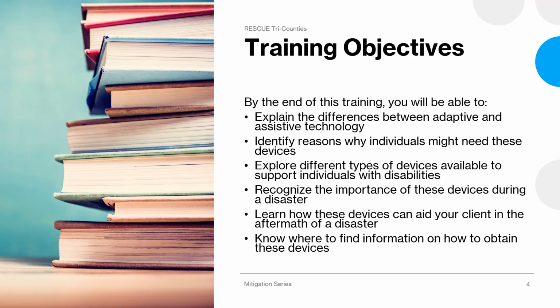By the end of this training, you will be able to explain the differences between adaptive and assistive technology, identify reasons why individuals might need these devices, explore different types of devices available to support individuals with disabilities, recognize the importance of these devices during a disaster, learn how these devices can aid your client in the aftermath of a disaster, and know where to find information on how to obtain these devices.